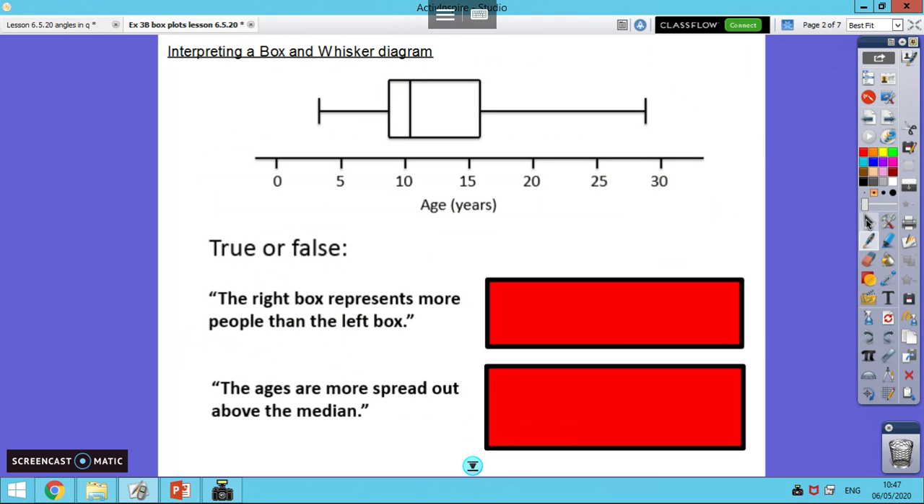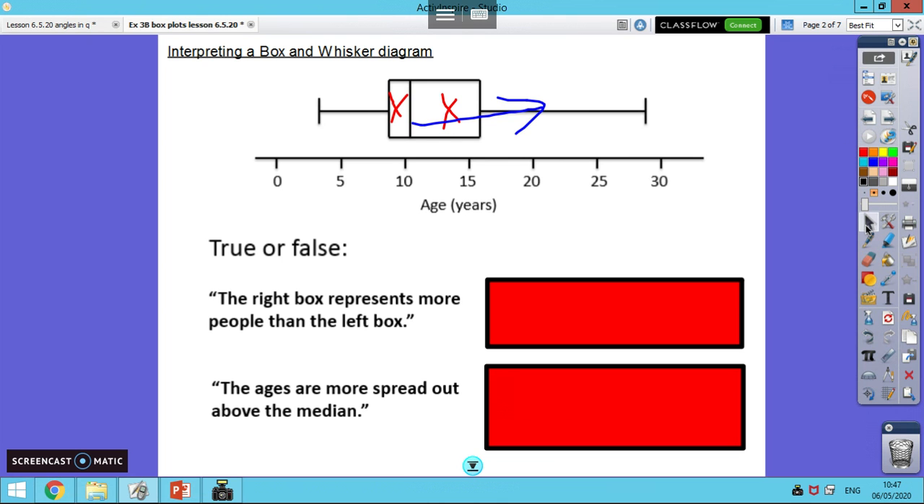Okay, so moving on to the next thing, just to check that you understand your box and whisker diagram. A couple of statements here that I want you to think about before we go through them. The right box represents more people than the left box. So that's saying this box represents more people than this box. And then the ages are more spread out above the median. Is that true or is that false? Give you a minute to think about it. Maybe write down a prediction. Pause the video if you need to.